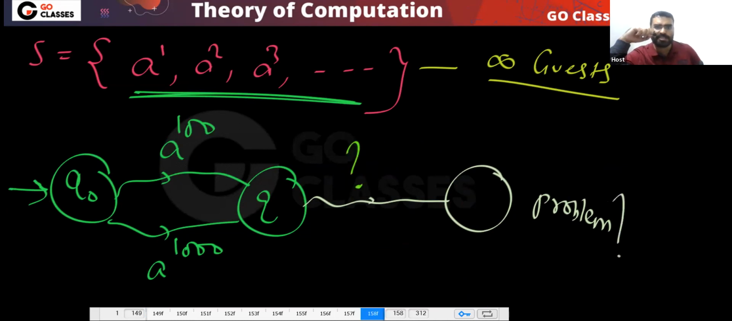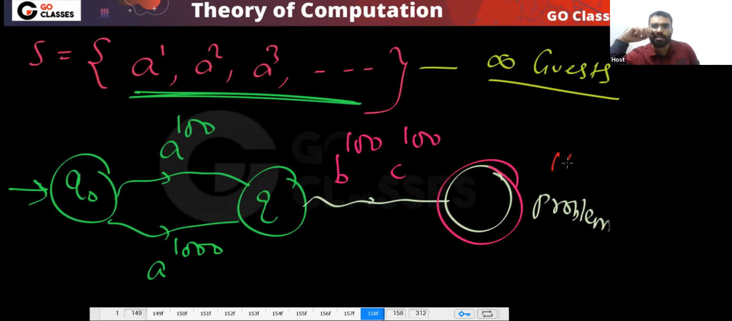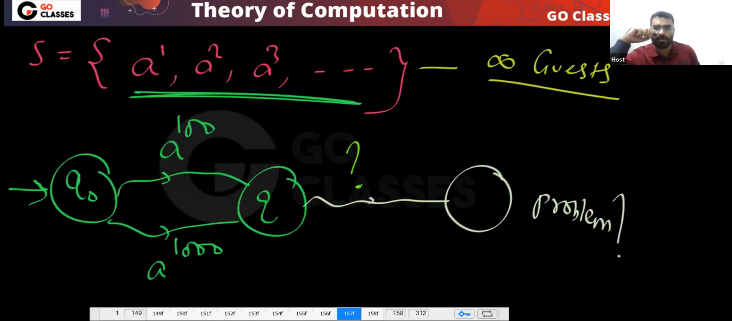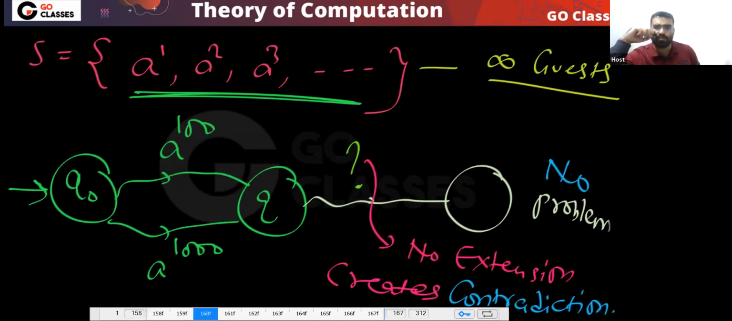And if I take this extension, for example, B power 100, C power 100, then I can go to final state. Again, there is no problem. Correct or not? There is no problem, whatever you do. So I can say this set will not work. Do you agree that this set will not work?